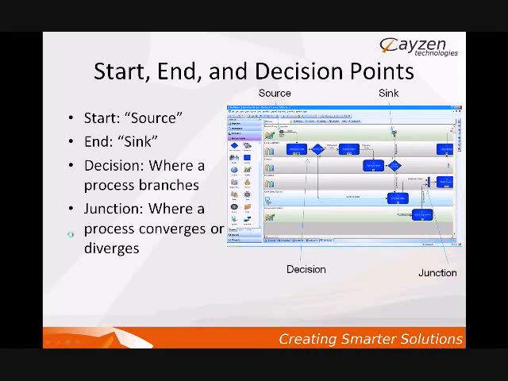A decision point is where an activity branches, or where a workflow branches. And in a decision point, it's an either-or path through the workflow. A junction, on the other hand, is where a process converges or diverges. And the distinction here is that whether you're converging or diverging, both paths are followed. It's not an either-or like a decision point. And again, the junction is depicted by this little bar here.